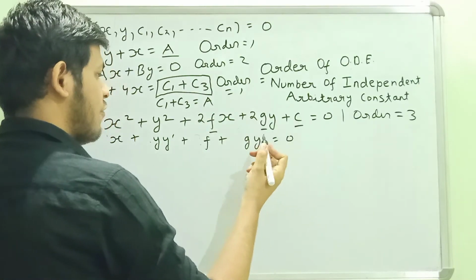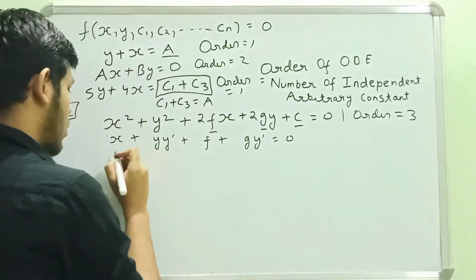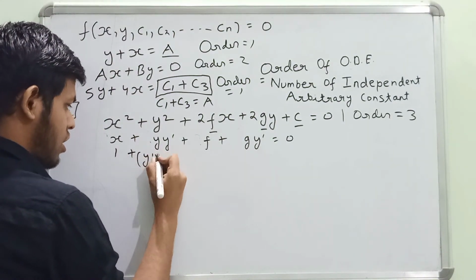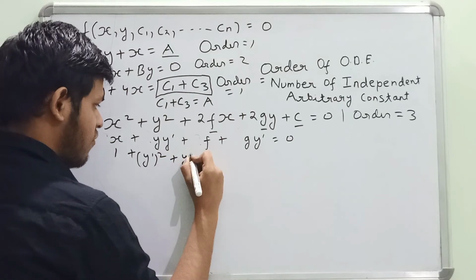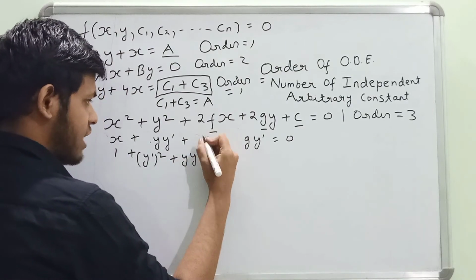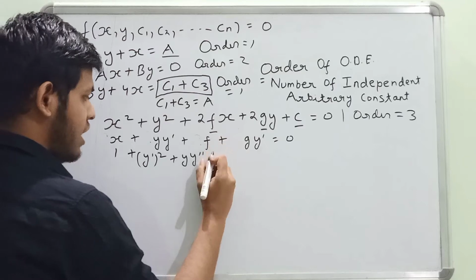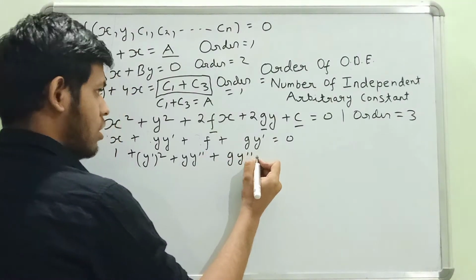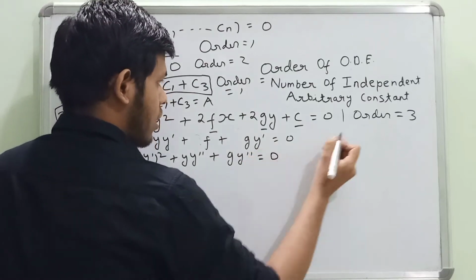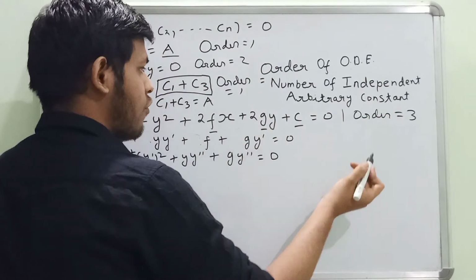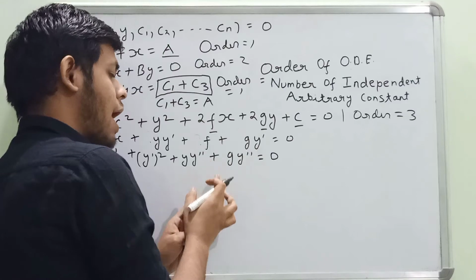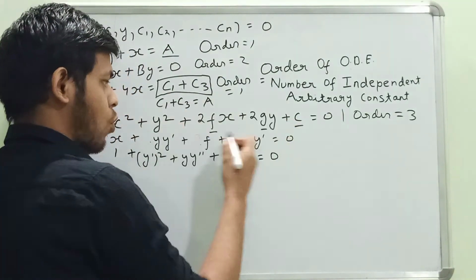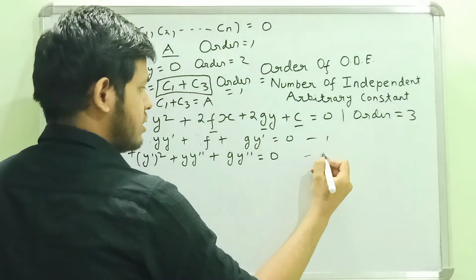Now let's differentiate the whole equation another time. So it will become 1 plus y dash square plus y y double dash, and this arbitrary constant will be eliminated now. Now we will get g y double dash. So we know that the order of the differential equation will be 3, so we have to differentiate the whole equation 3 times, and we are done with differentiating this whole equation 2 times, this is 1 and this is 2.